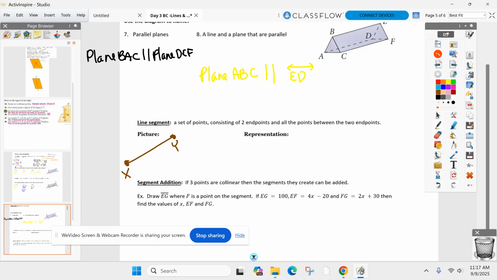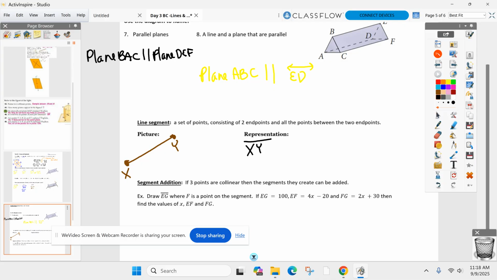Remember how to write a line? You put the little arrow with the points underneath. Same thing here. How do I represent line segment XY? You put the line segment symbol and then the two endpoints underneath. Does the order matter? No, it does not. It just has to be the endpoints. Can you put endpoints on it to help you remember? Yeah, that's fine.